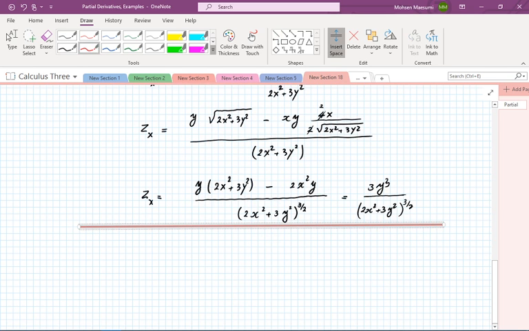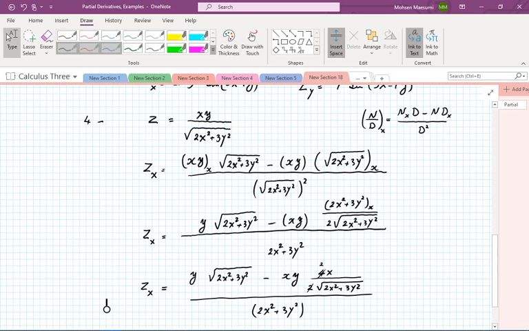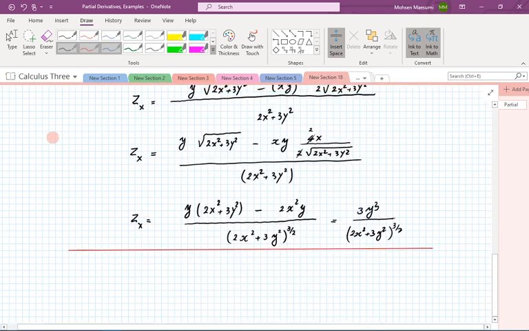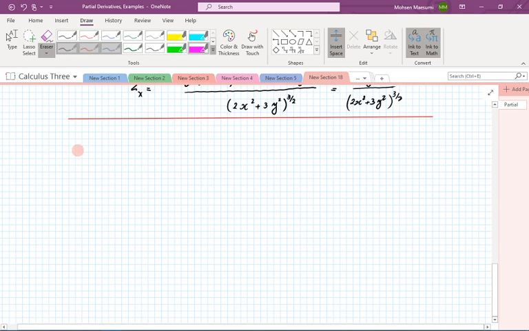Okay, let's do some other examples. Say something with a logarithm. So this was problem 4. Another example, problem 5. Say z is equal to logarithm of 2x squared plus 5y cubed. Let's do z with respect to y.